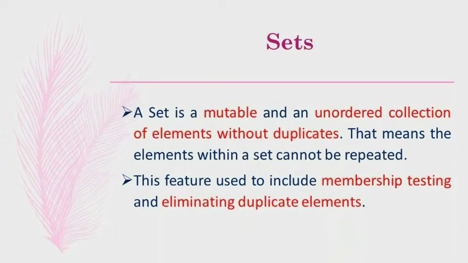What is set? A set is a mutable and unordered collection of elements without duplicates. Mutable means what? Changeable. A set is changeable and an unordered collection of elements, which means not ordered. Duplicates means that the elements within a set cannot be repeated. This feature is used for membership testing and eliminating duplicate elements.